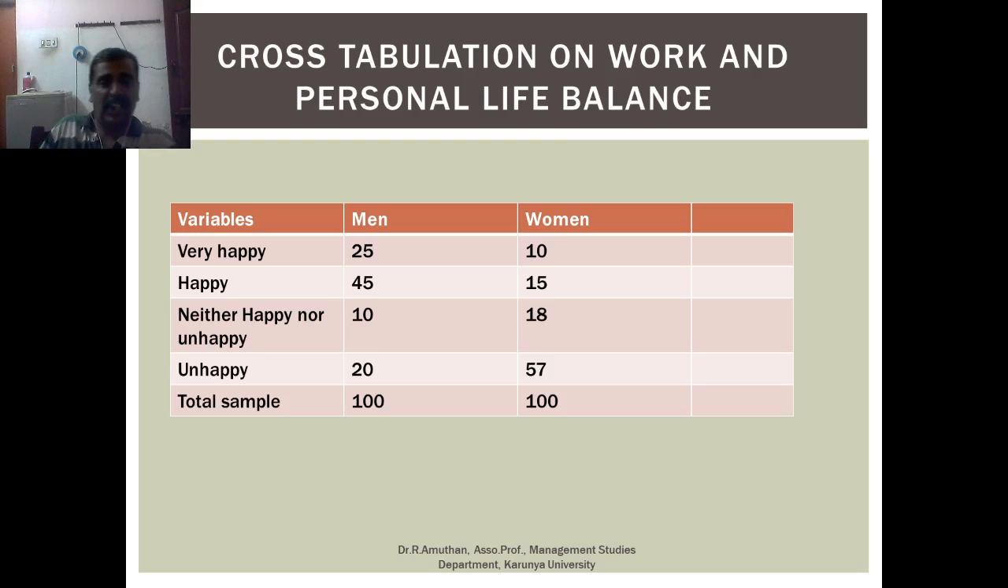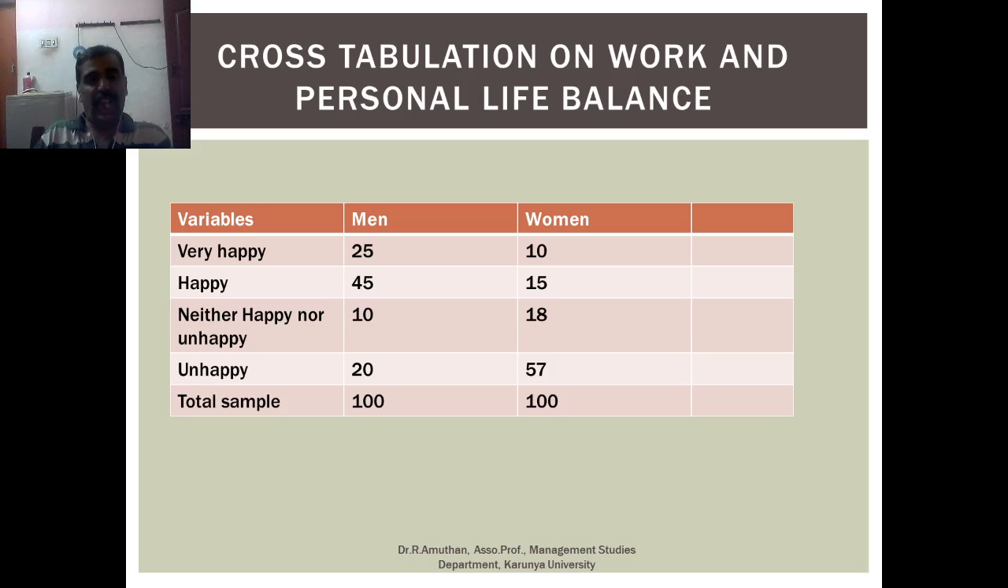See here, I have taken a study. There are two groups I have taken: men and women. The research study is work and personal life balance. How well do men maintain work and personal life balance? How well do women maintain work and personal life balance? So this is what we find out. Okay, so now we have chosen the variables. Four variables I have chosen: very happy, happy, neither happy nor unhappy, unhappy. Because neither happy nor unhappy means this guy is not happy, at the same time he is not unhappy. He maintains his level, right?